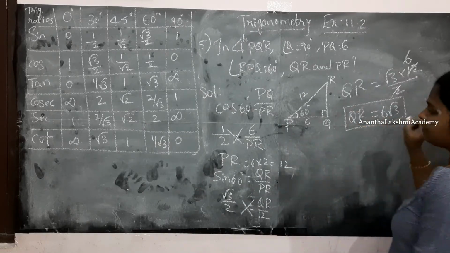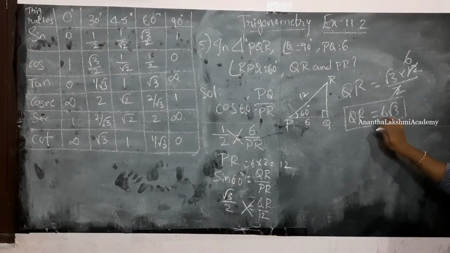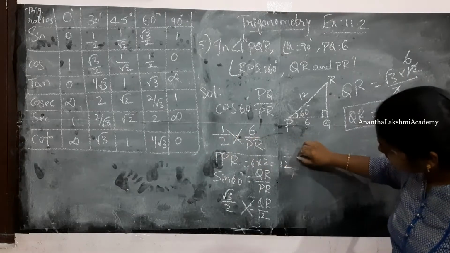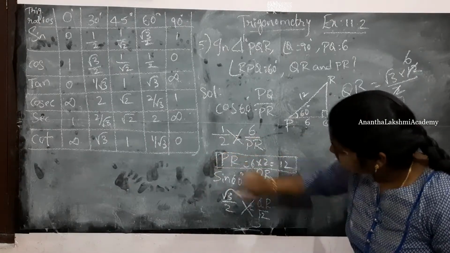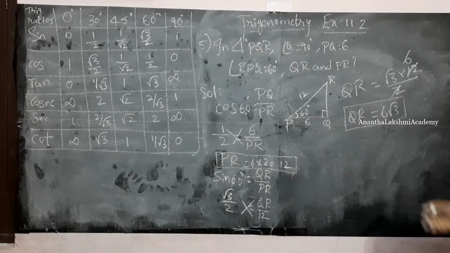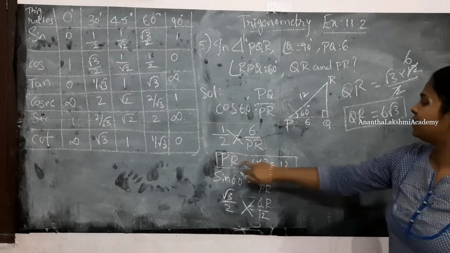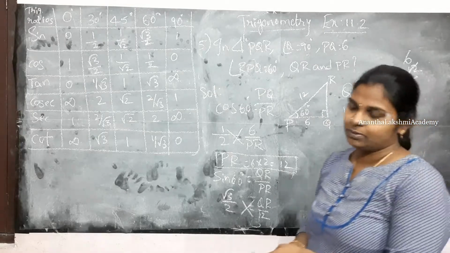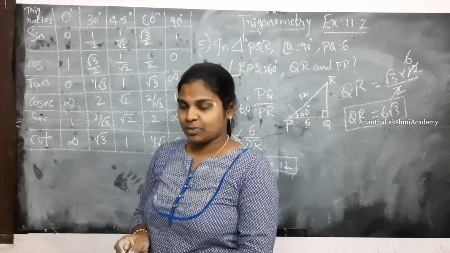For whatever values we figured out, just box them so that you will understand when you look at it later. We have figured out PR is equal to 12 and QR is equal to 6 root 3. That is the fifth problem in the exercise. Let's go to the next problem.